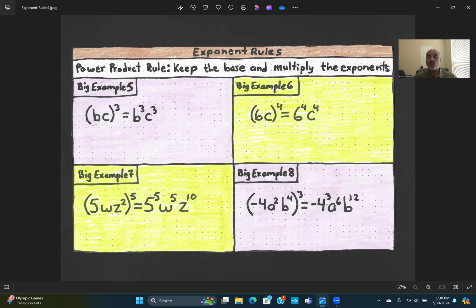And so I'm just going to repeat that just to deepen our understanding of this. And so now we have a -4 raised to the third power times a raised to the 6th power times b raised to the 12th power.